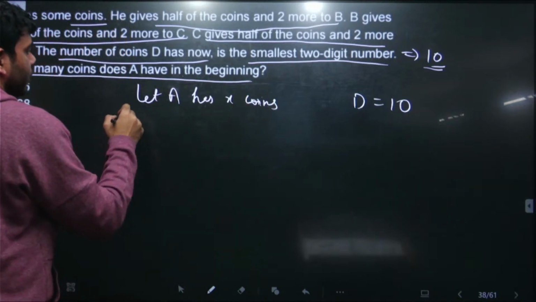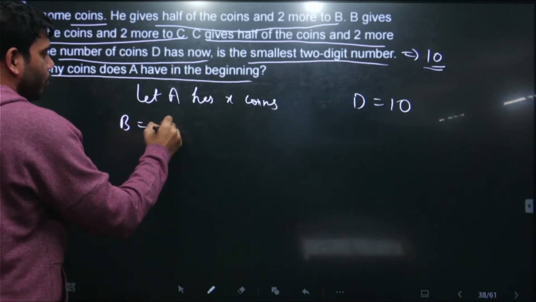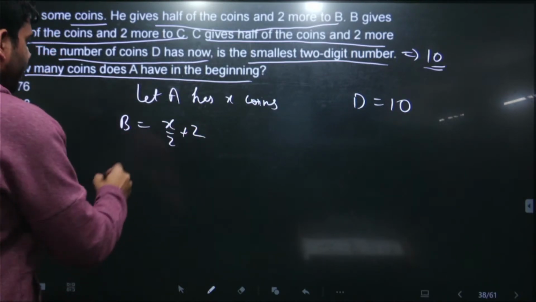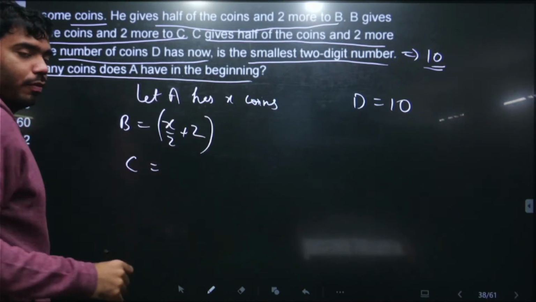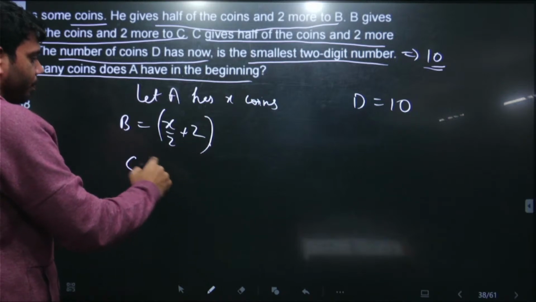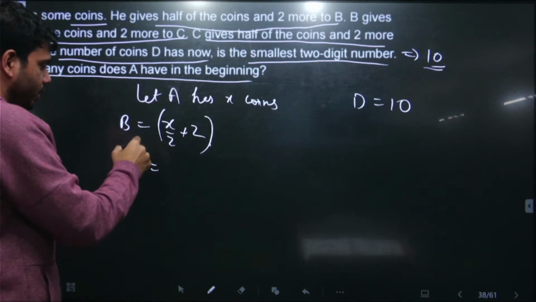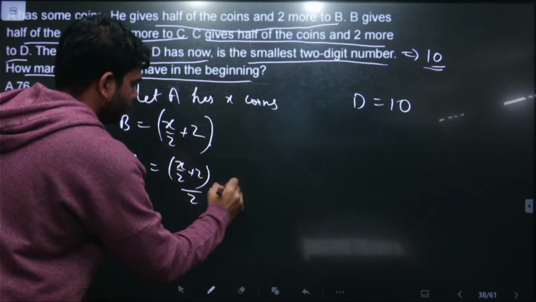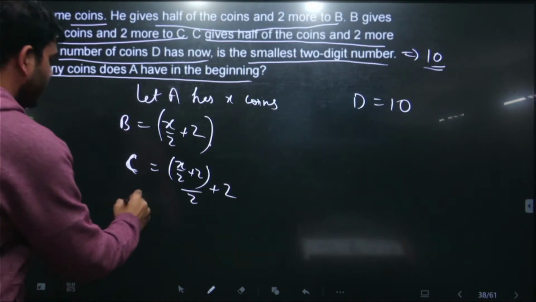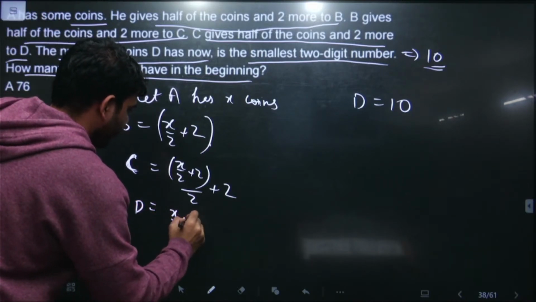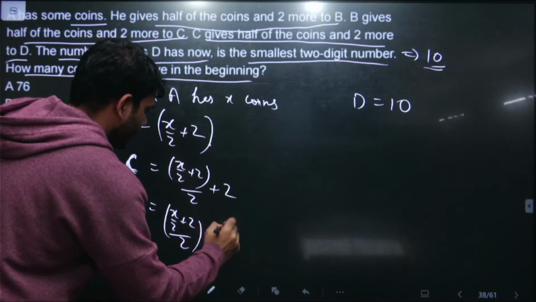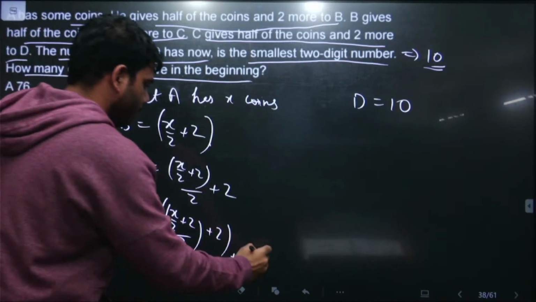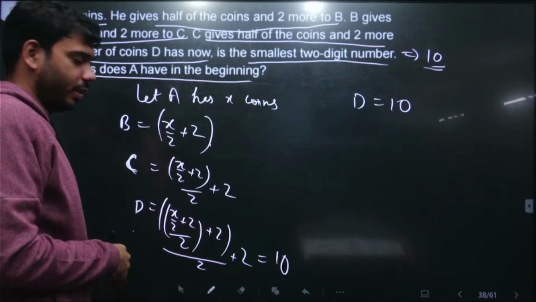Let A have x coins. So the coins B gets will be x/2 plus 2. A gives half of the coins plus 2 to B, and then B will also give half of the coins that B is having plus 2 to C. C will be taking from B half of this plus 2, right? And then for D, exactly the same, half of this thing plus 2. This is the number of coins that D is having, and we know it is 10, the smallest 2-digit natural number.